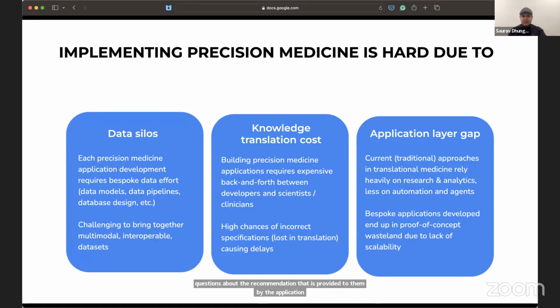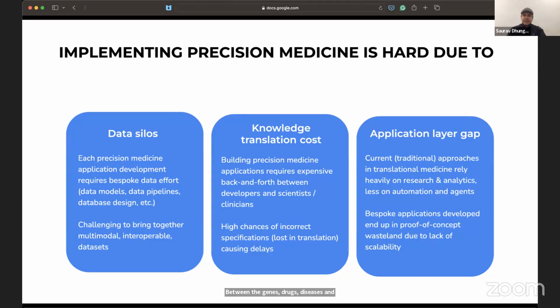They also want to ask further follow-up clarifying questions about the recommendation that is provided to them by the application. And this can be queries to get, for example, in-depth details on the implication of these recommendations that are shown to them, or they can also simply be a list of the most relevant publications for the particular recommendation for them to verify. So to fully realize the potential of pharmacogenomics-based precision medicine, we need more effective ways to represent and reason over the complex web of relationships between the genes, drugs, diseases, and other patient factors.